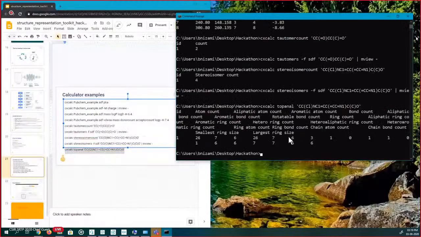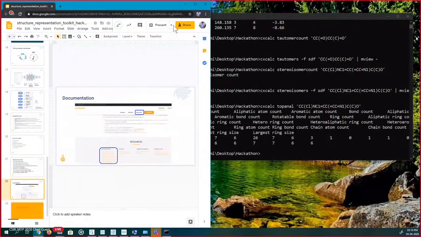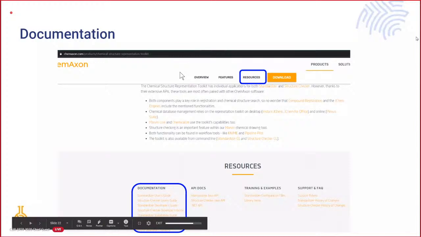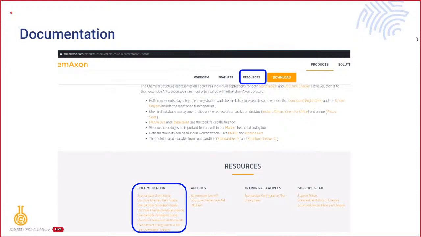All right, I think that's all I plan to show you today. But the last and important thing is that, as I mentioned, there are different structure checker options, fragmenter options, and different options to calculate different things from the command line. So where can you find all this information? It's always a good idea to look at the documentation yourself and familiarize yourself, because you cannot remember all the details. So you can always go back and check.